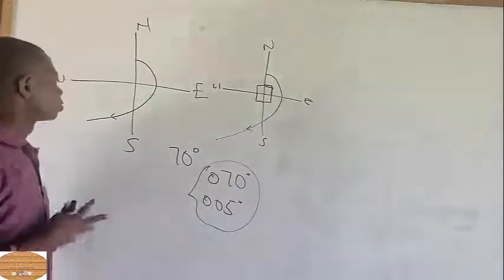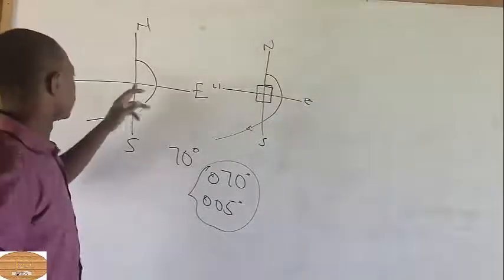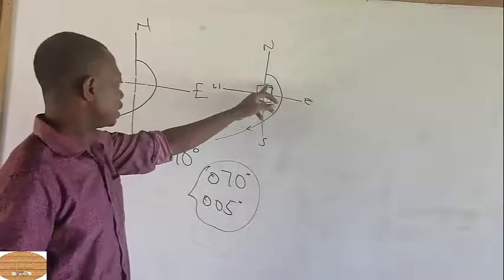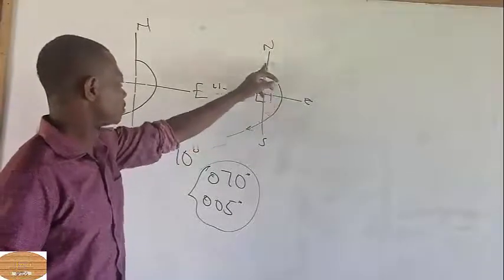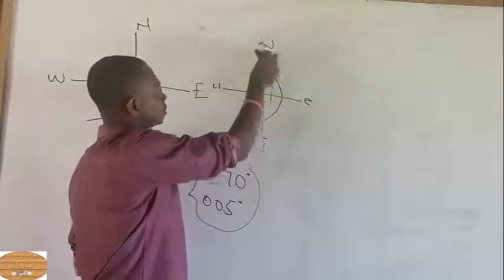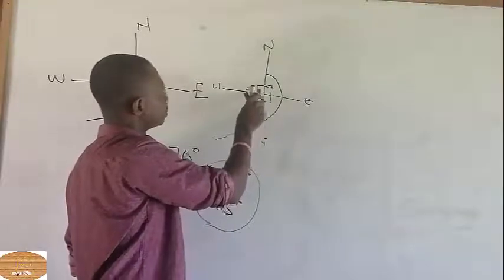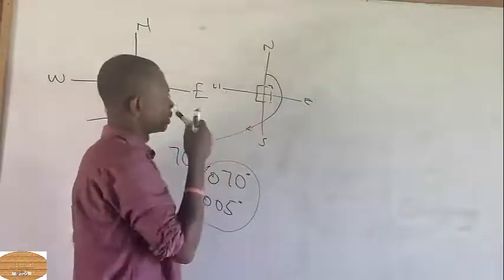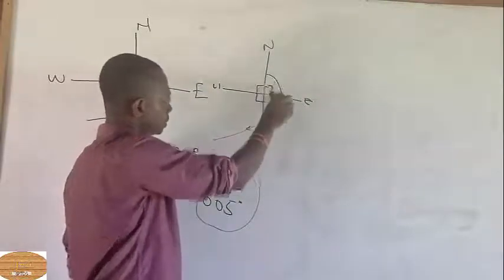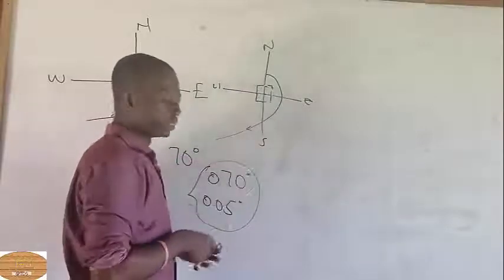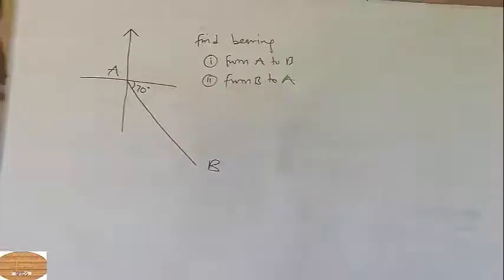Alright, so we are going to solve examples. So we have 90, 90, 90, 90. From north to south is 180 degrees. From north to west, it rotates from this side to this side. So always move in this direction. You cannot move in this direction.